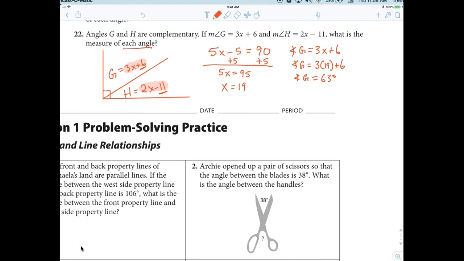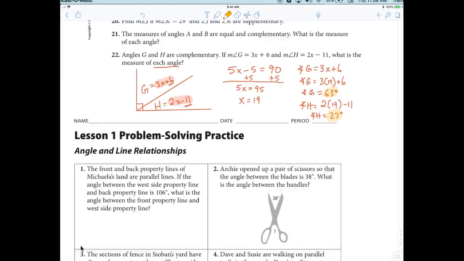And then angle H would be 2 times what? 19 minus 11. So angle H is 27 degrees, because 2 times 19 is 38, right? 38 minus 11 is 27. And now, what do you notice about 63 and 27? What do you think they add up to? 90. Look at that, 90 degrees. All right? Now that was the hard one. Okay? That was the hard one.